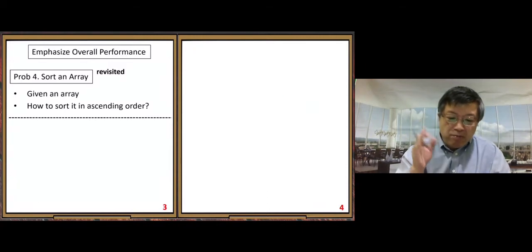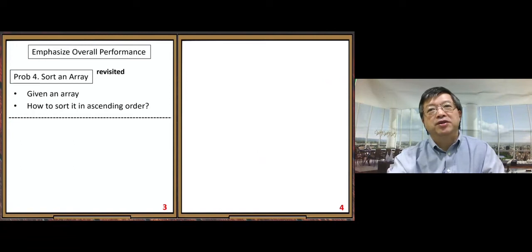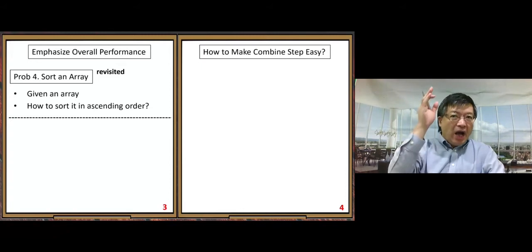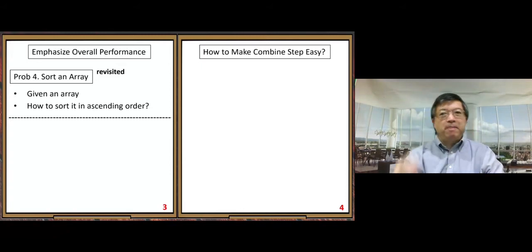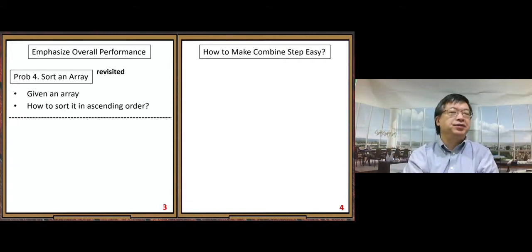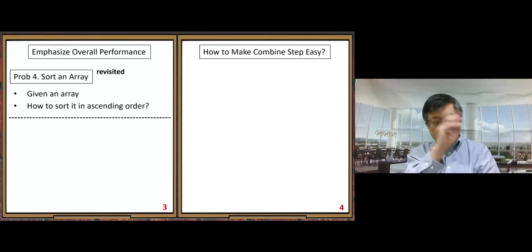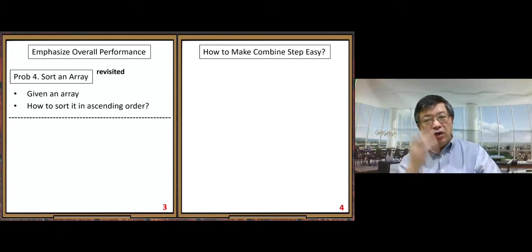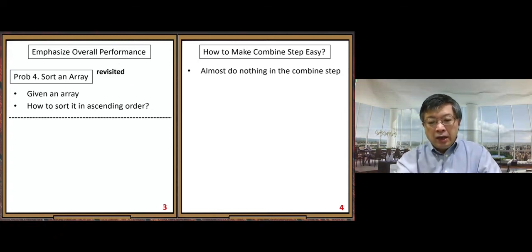So let's go to the implementation details. The first question: how to make the combined step easy? That may not be trivial. So we need to do some analysis to see that. For the combined step, I need to use some diagram to show you what we really need to do in this step. What do you mean by easy here?